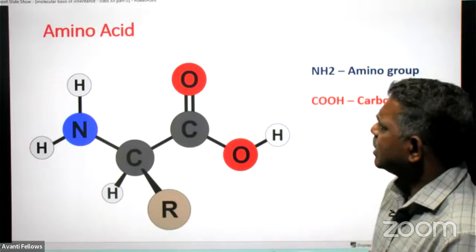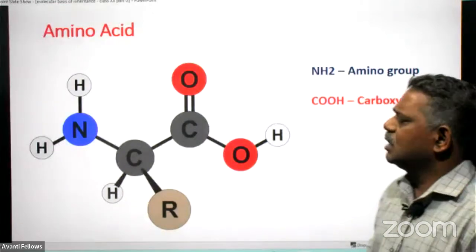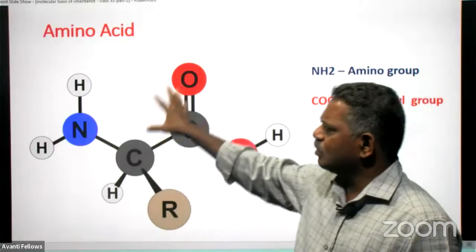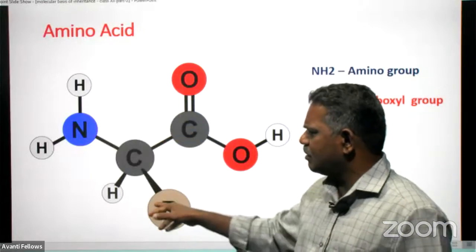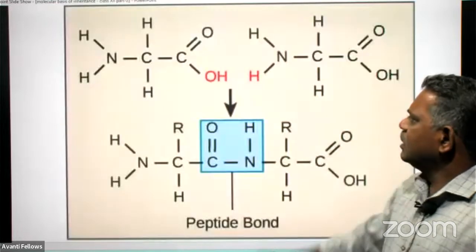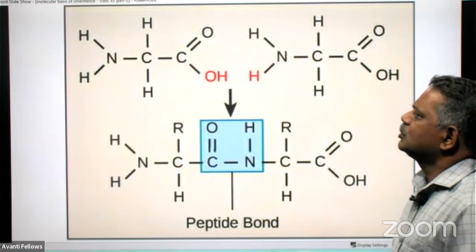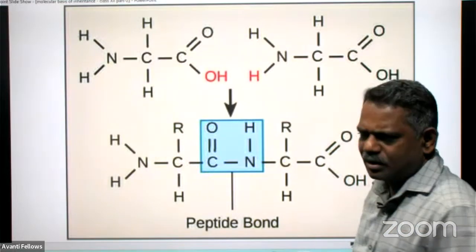Every amino acid has these two functional groups, the amino group and the carboxyl group. The structure is more or less the same; the only difference is the chemical nature of the R group attached here. Let us see how amino acids connect to each other with the peptide bond.